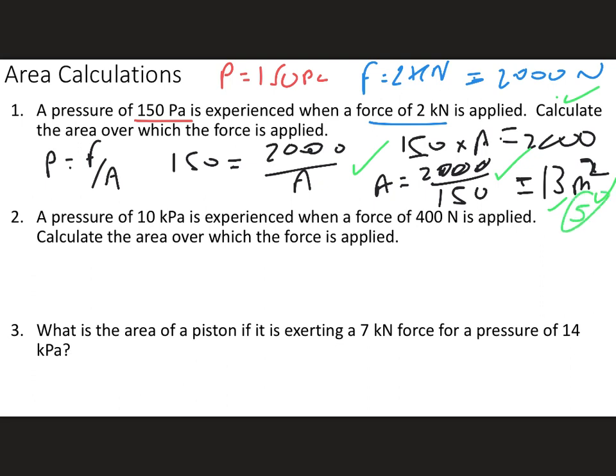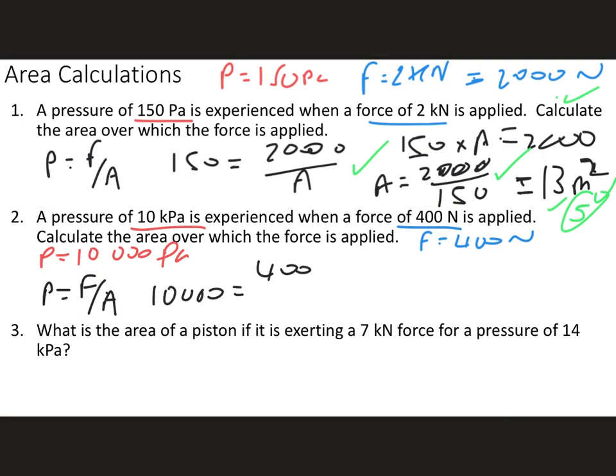Mark out of 5. Looking at question 2 then, same process. We've got here a force is 400 newtons, so F equals 400 newtons. We've got a pressure of 10 kilopascals, so I'm going to have to change that by multiplying by 1,000, so I get 10,000 pascals. Okay, I'm going to then put my numbers into the equation. So pressure equals force over area.